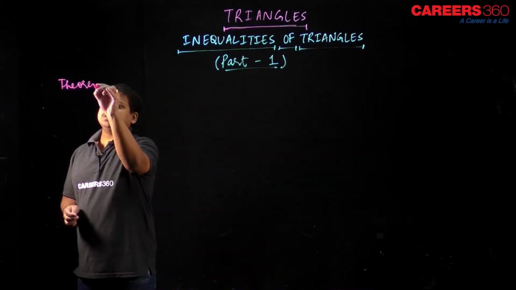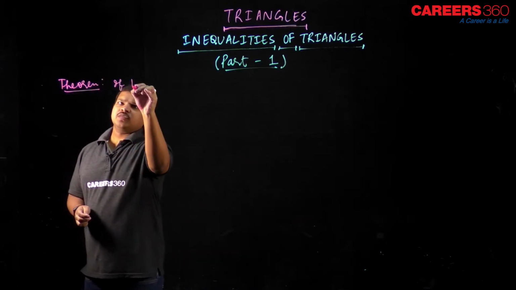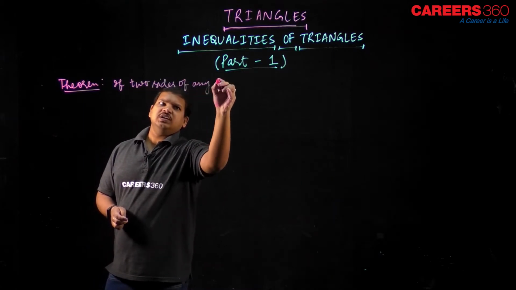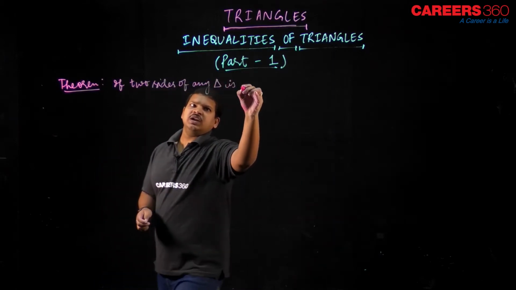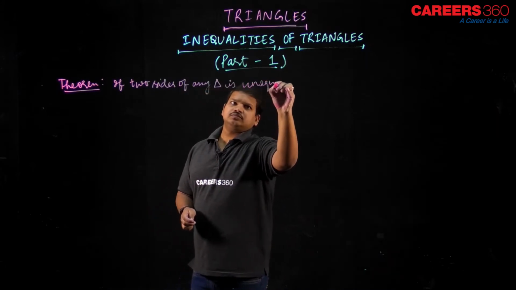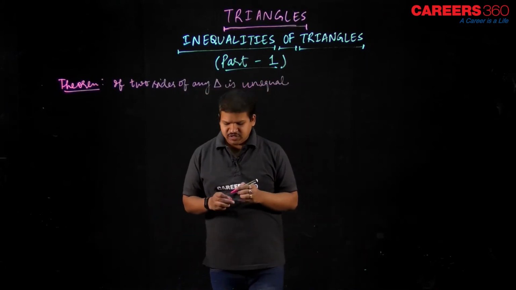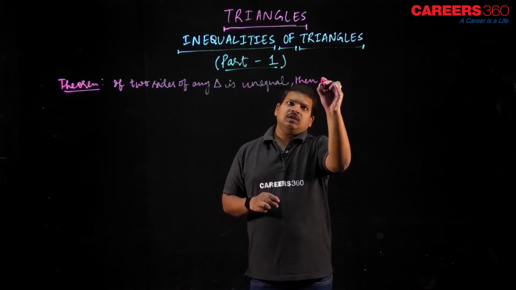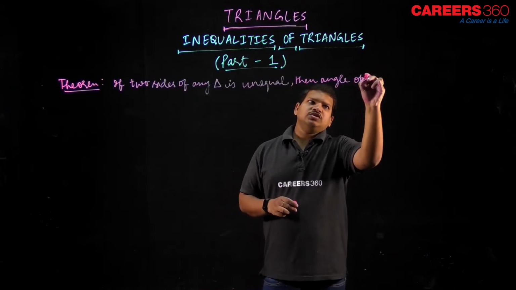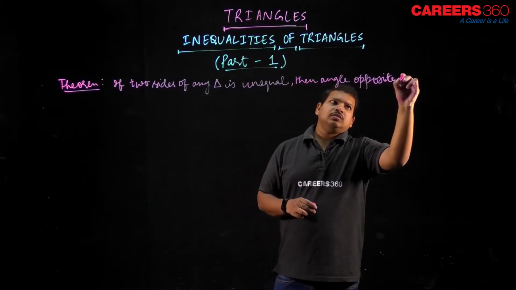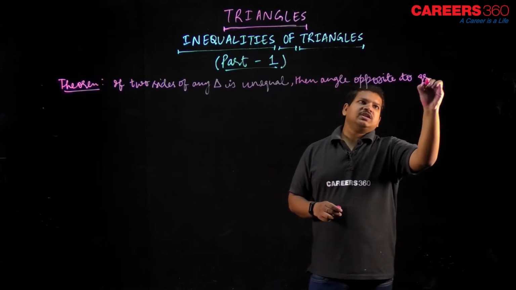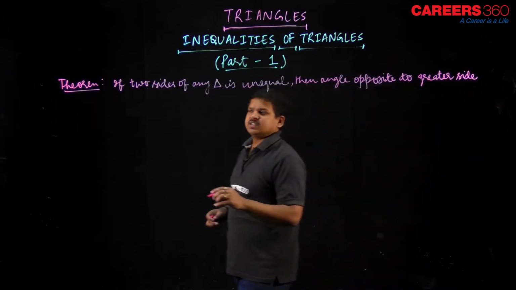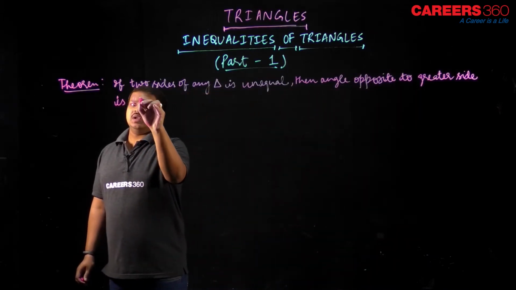So the first inequality what we have over here is in the form of a theorem. What this theorem says is, if two sides of any triangle are unequal, then the angle opposite to the greater side is larger.